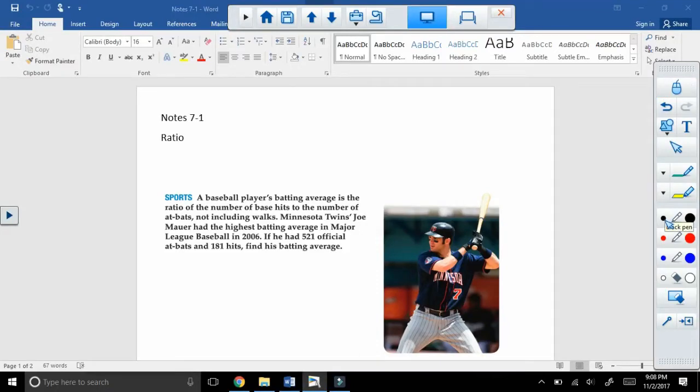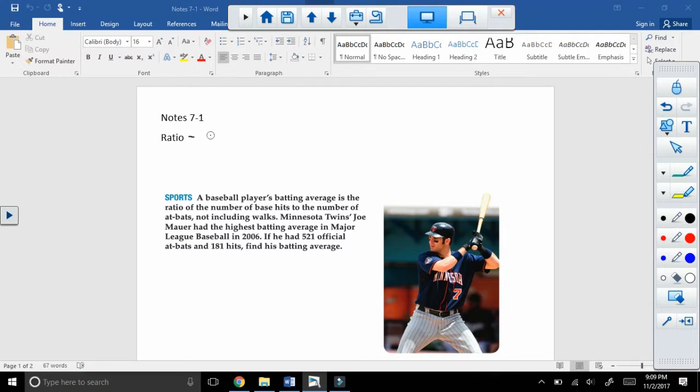Hi class, new chapter, new day. This chapter 7 will be a lot of proportions, setting them up and solving them. So make sure that you understand this first section and how to solve things because we'll just be building from here. A little review from previous math classes.